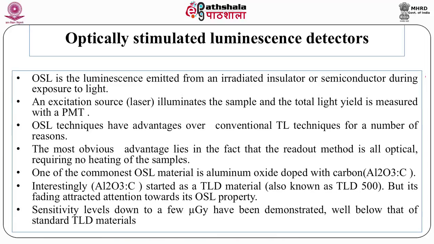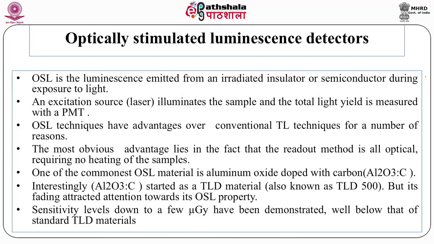An excitation source here is a laser source which illuminates the sample, and the total light yield is measured with a photomultiplier tube. OSL techniques have advantages over conventional TLD techniques for a number of reasons. The most obvious advantage lies in the fact that the readout method is all optical, requiring no heating of the samples. One of the commonest OSL materials is aluminium oxide doped with carbon. Interestingly, this material started as a TLD material known as TLD-500, but its fading attracted attention towards its OSL property.